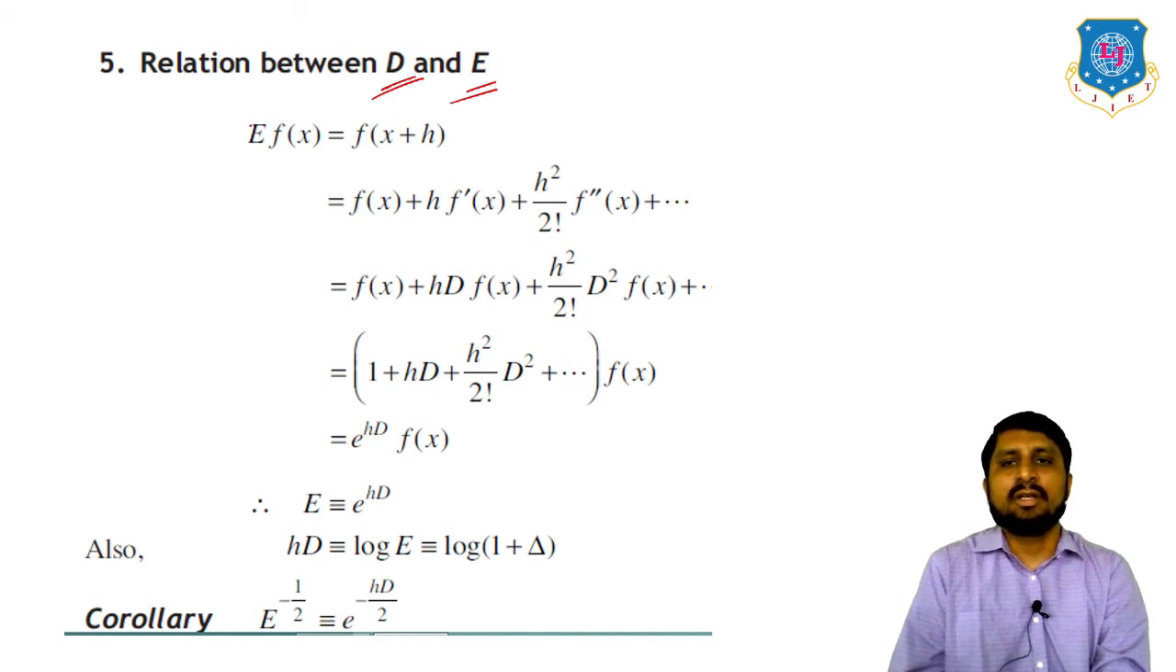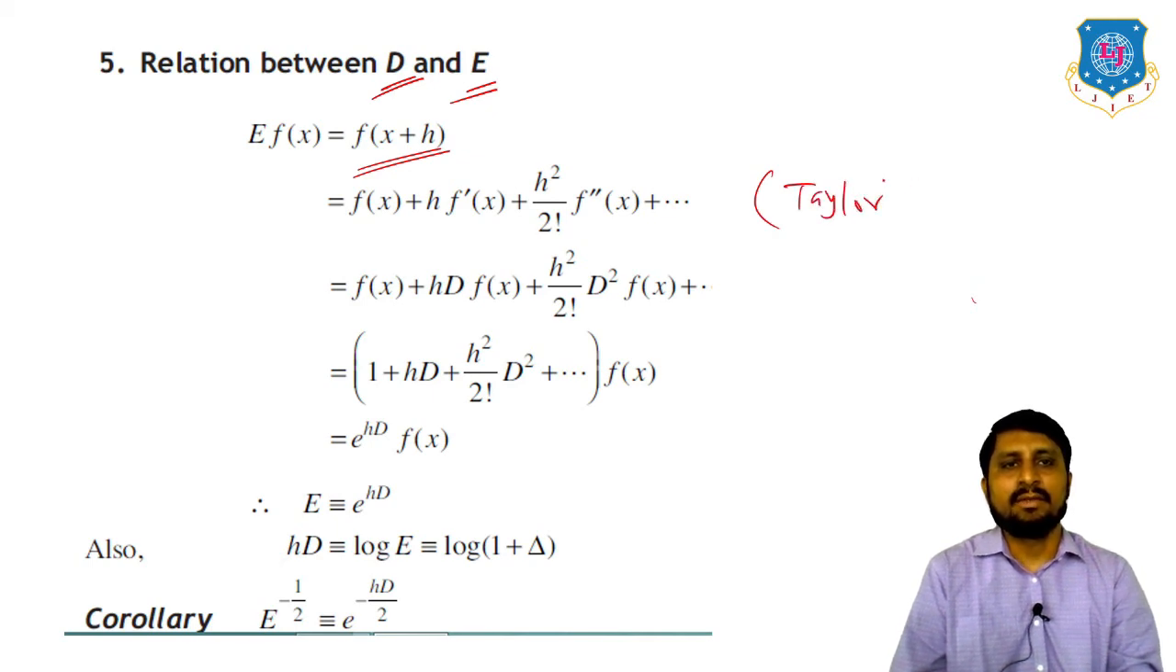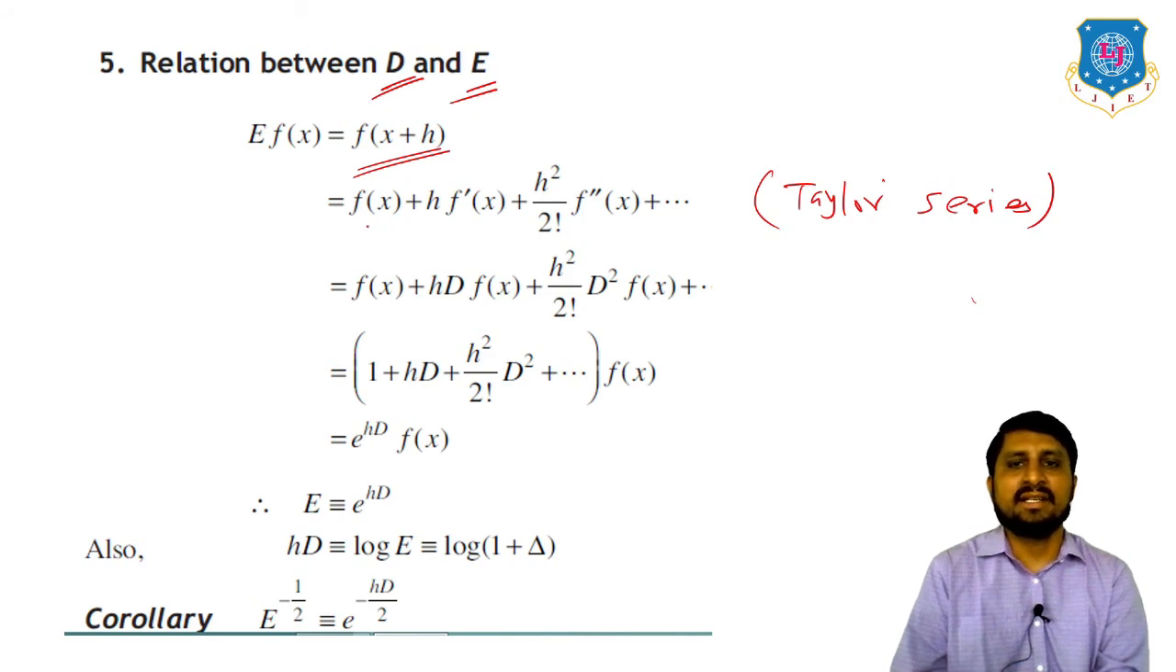So E of f of x is equal to f of x plus h. Use the Taylor series for this f of x plus h. Don't forget, using the Taylor series, f of x plus h can be written as f of x plus h f dash x plus h square by 2 f double dash x, and so on. So here we use the Taylor series formula.